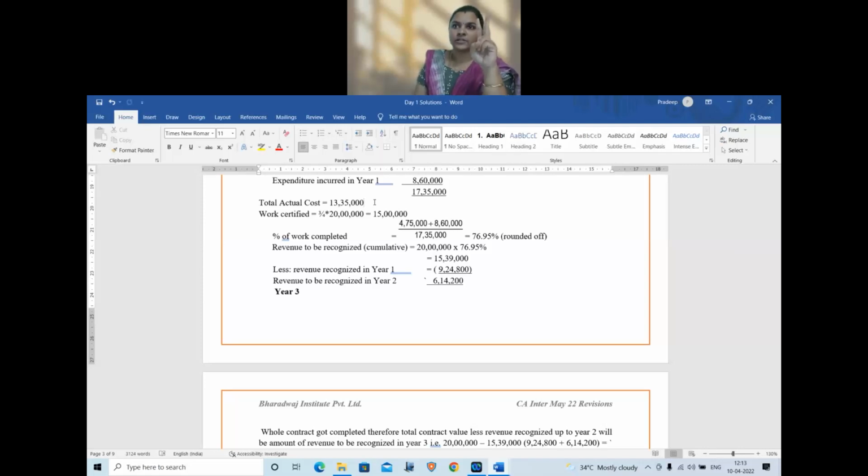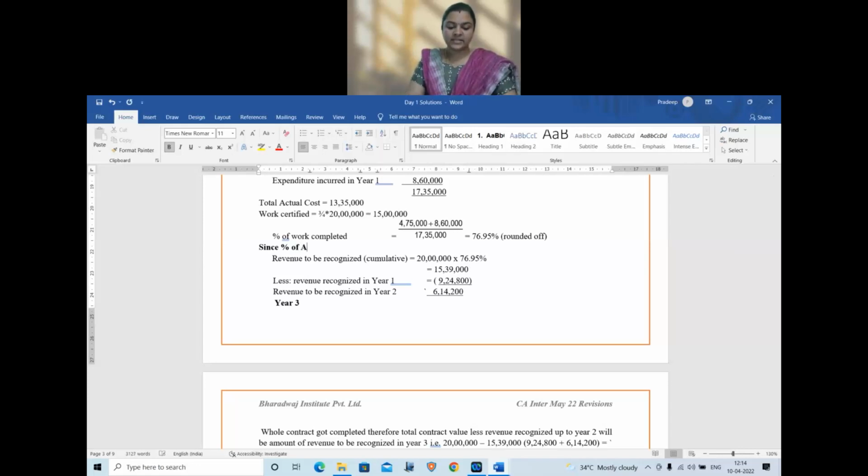Okay, two rules here. First, see the value of actual cost. If actual cost is more than work certified, we go by actual cost basis only. Second rule, actual cost is less, but percentage of actual cost incurred is more than work certified. Then again, we are only going to go by the percentage of actual cost, which is 76.95 percentage. So let me write the rule here.